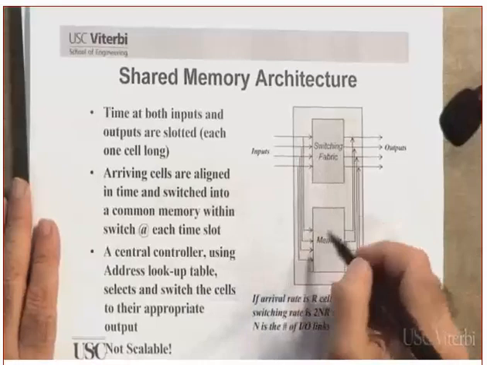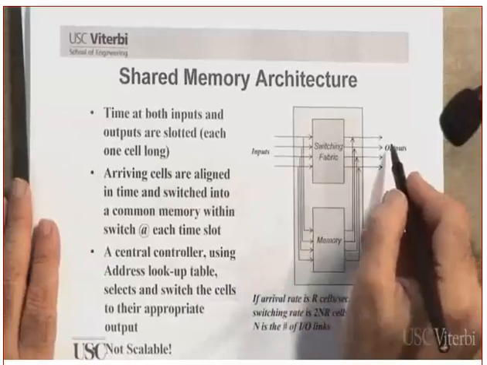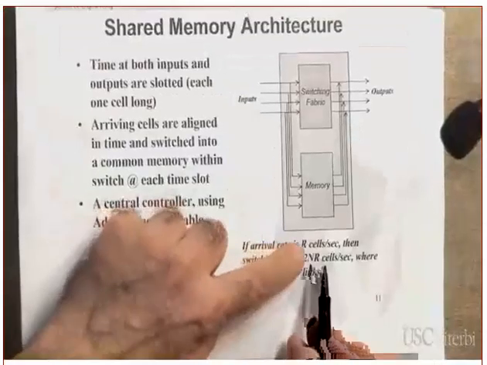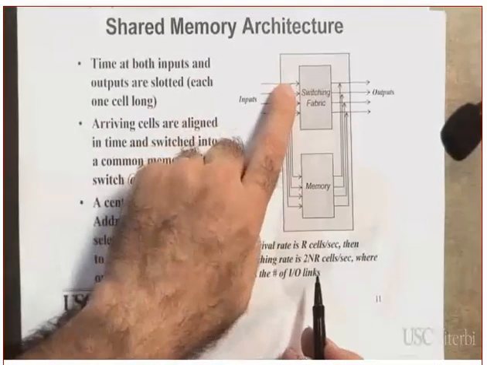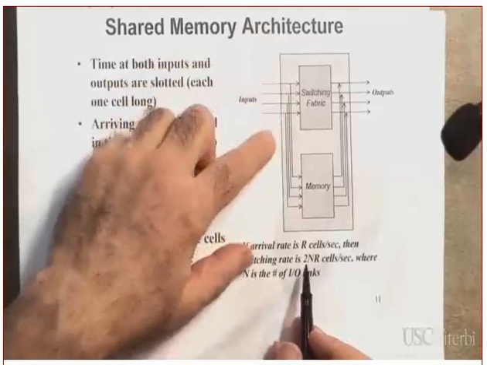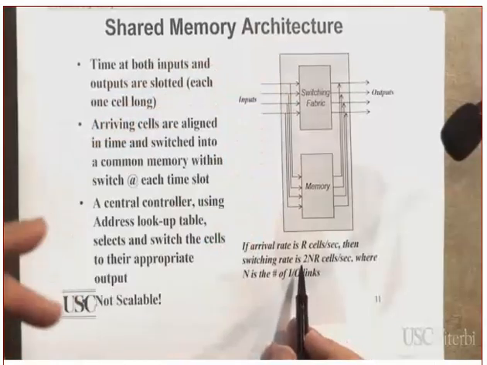And we said that for the switch to operate, it needs a switching rate or speed of 2NR. Why? Because we assume that R is the rate of the cells incoming on each input, and we have N inputs. And why is there a 2? Because during each time slot, they write into the memory and read from the memory. So the switch needs to work much faster than each individual input.